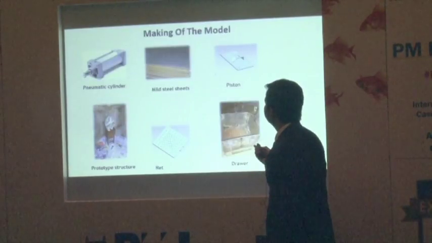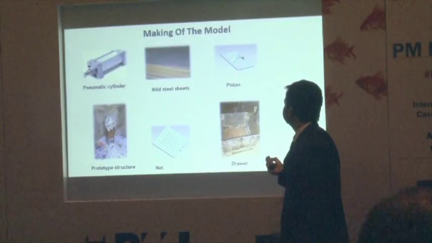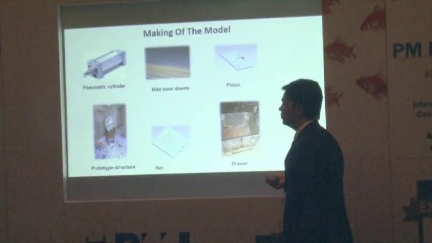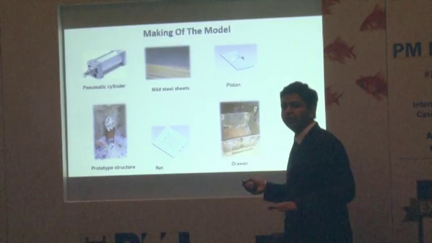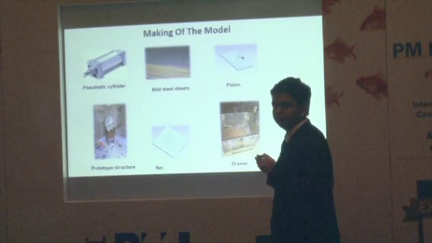That's the making of the model. We used the pneumatic cylinder, the MS sheets, and the piston to compress, in the prototype structure. That was the net to segregate the dry and wet garbage. That's the drawer to store the liquid portion. It would come down due to gravity when it is compressed with the solid and wet mixed, due to pressure from the pneumatic cylinder.